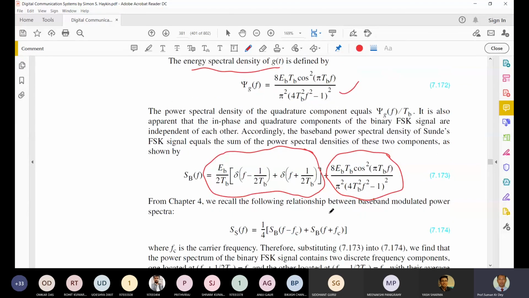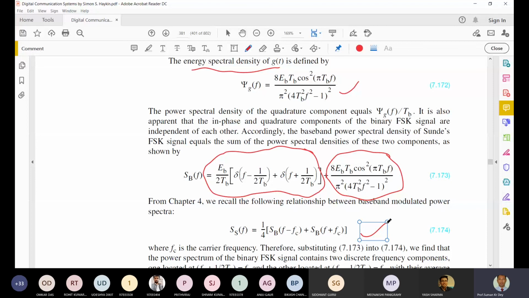So now, if we recall the Fourier transform for this baseband modulated signal, the power spectrum, the power spectrum for the baseband modulated signal is represented in this way. So basically, this baseband modulated power spectrum, you will get that expression when you solve the problem for the baseband modulated signal.